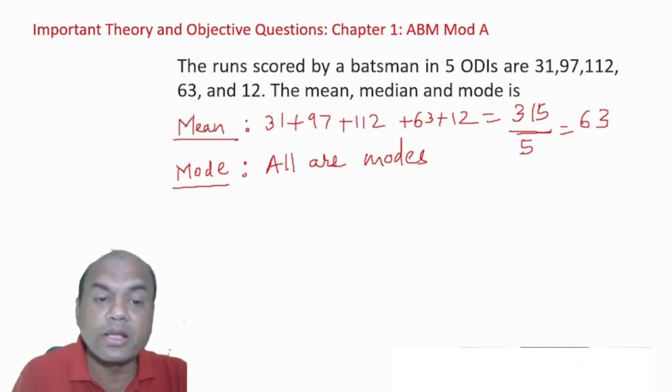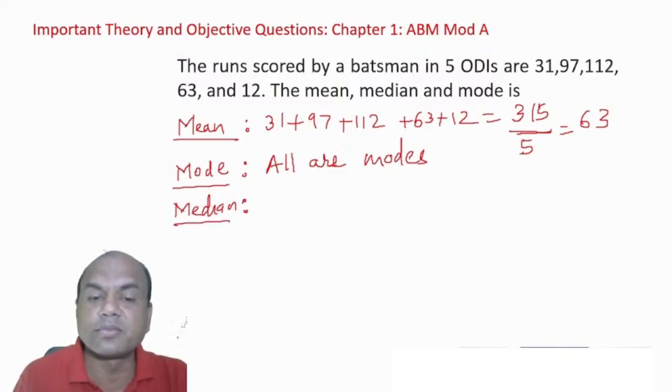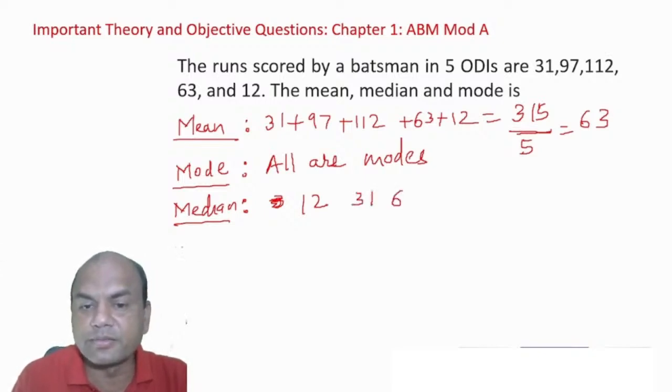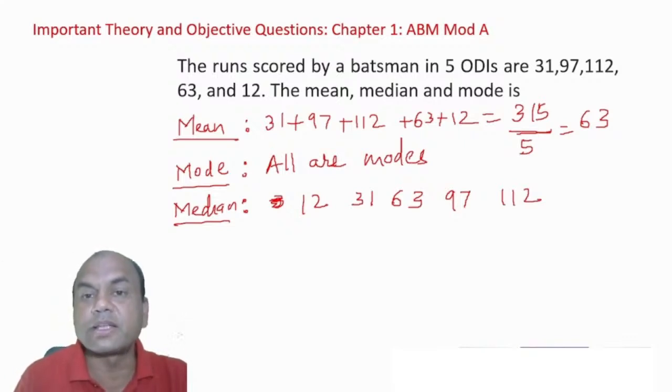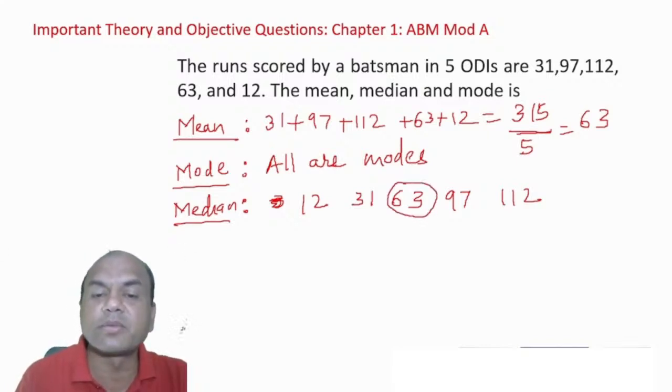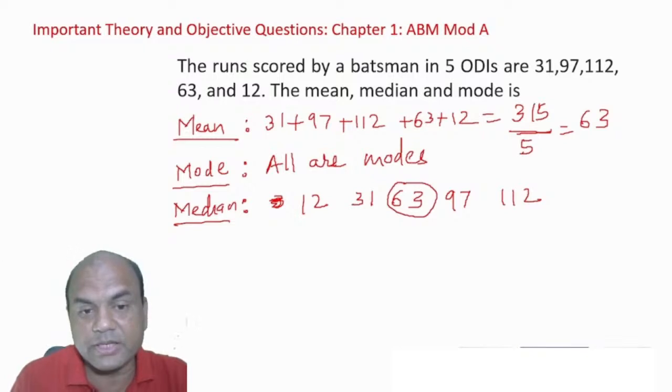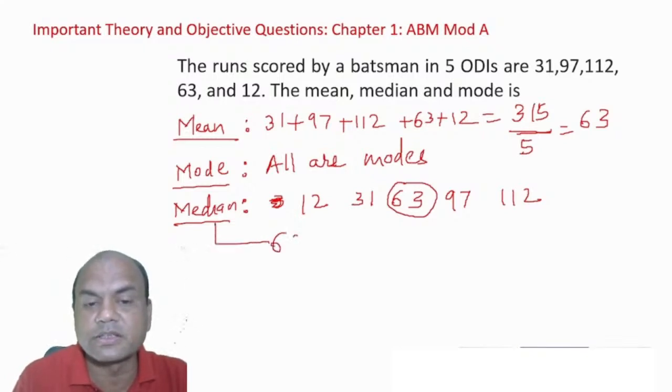Okay, now median. How to find the median? What did I say about the median? First arrange from the lowest to the highest. First is 31? No, not 31. Lowest is 12. Then 31, then after that 63, after that 97, and the last one is 112. Right? So once arranged, find the central number. Which is the central number? 63. So 63 is my median. Median equals 63.